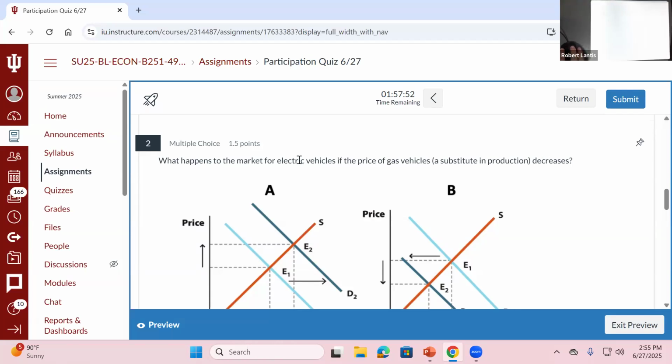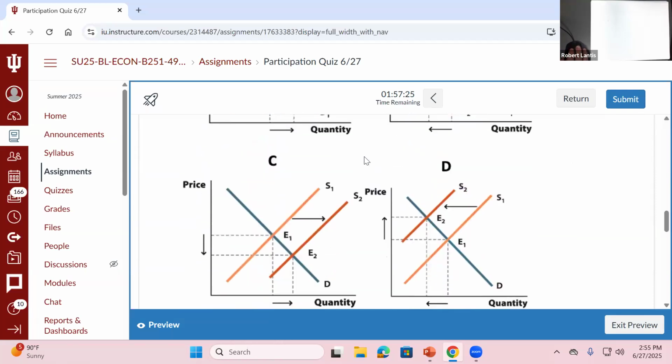what's going to happen to my supply of electric vehicles? I'm going to take my production facilities, and instead of producing this good that I can now sell for less, I'm going to produce the good that I can sell for more. So we see them substitute away from this good that has a lower price towards the other good, electric vehicles. There will be an increase in the supply of electric vehicles. So the market for electric vehicles is impacted by the price of another good here, gas vehicles. So we should see a supply increase.